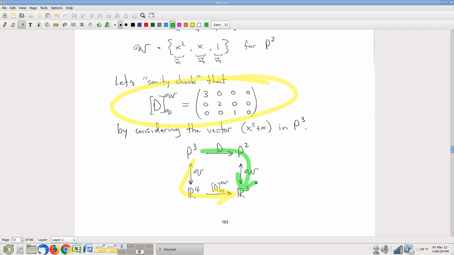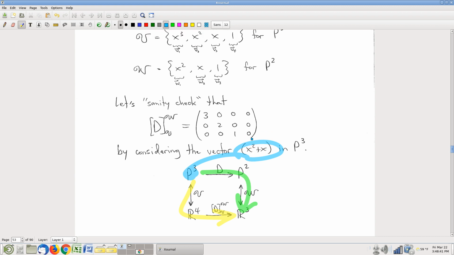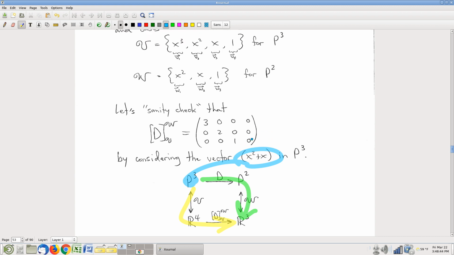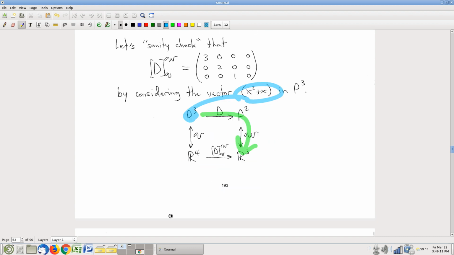That's my assertion. I'm going to confirm it by picking an actual vector. This is just a sanity check. This isn't going to prove anything, just a plausibility argument. Let's take this arbitrary vector here, x squared plus x. Let's go down and over, and let's go over and down. In other words, let's do the differentiation, and multiply by the matrix appropriately in coordinates, of course. And let's see, do we get the same thing or don't we? This is a very straightforward process at this point. We'll start with over and down.